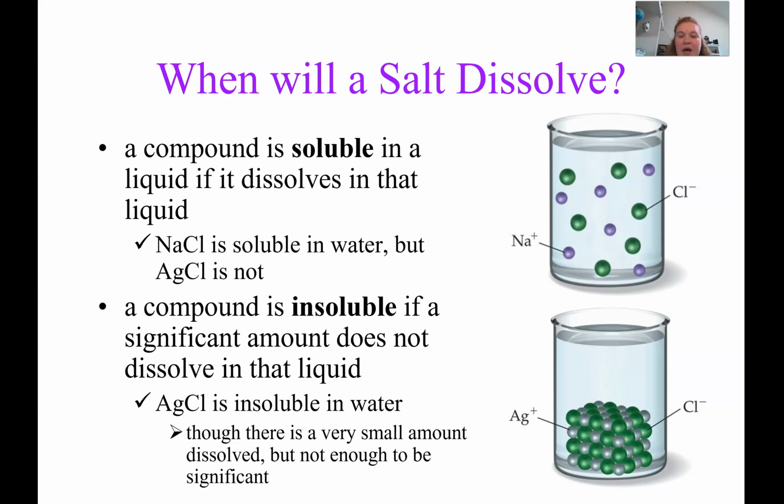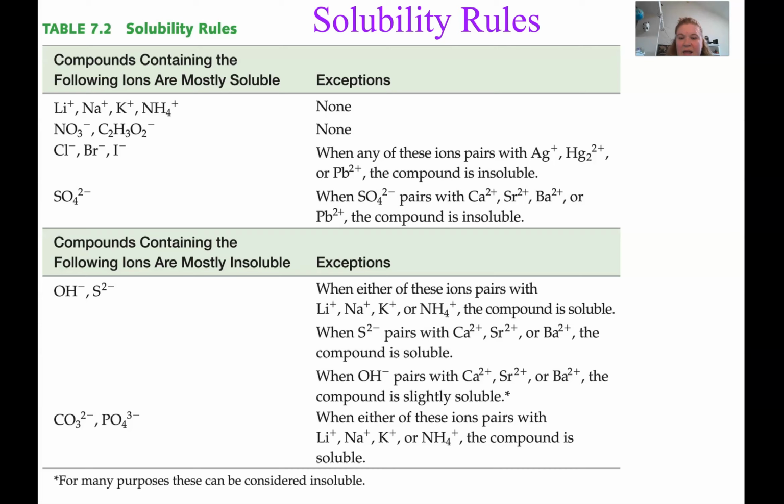The best way is actually just to figure it out, meaning put it in water and see what happens. But this has been done for us, many years worth of data, and we have tables that will explain the results for us. So this is straight from your book. This is called a solubility table or solubility rules, and there's really 4 sections to it.